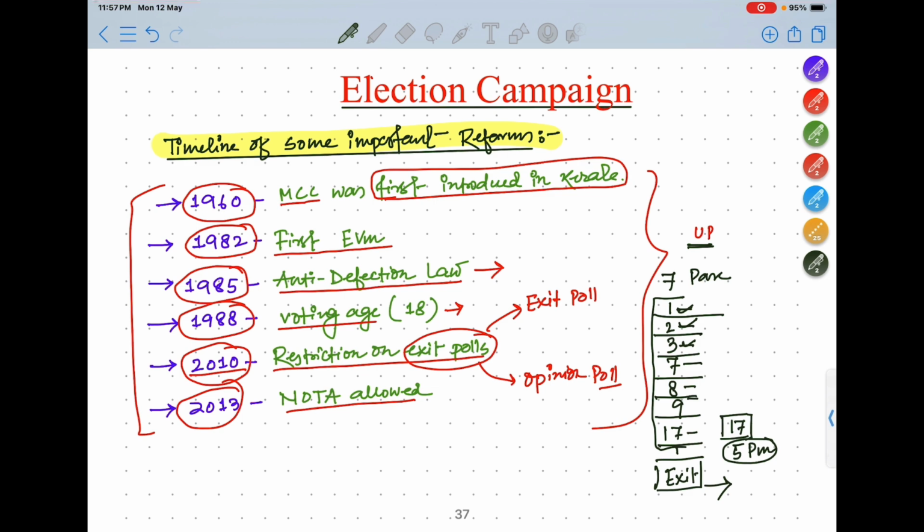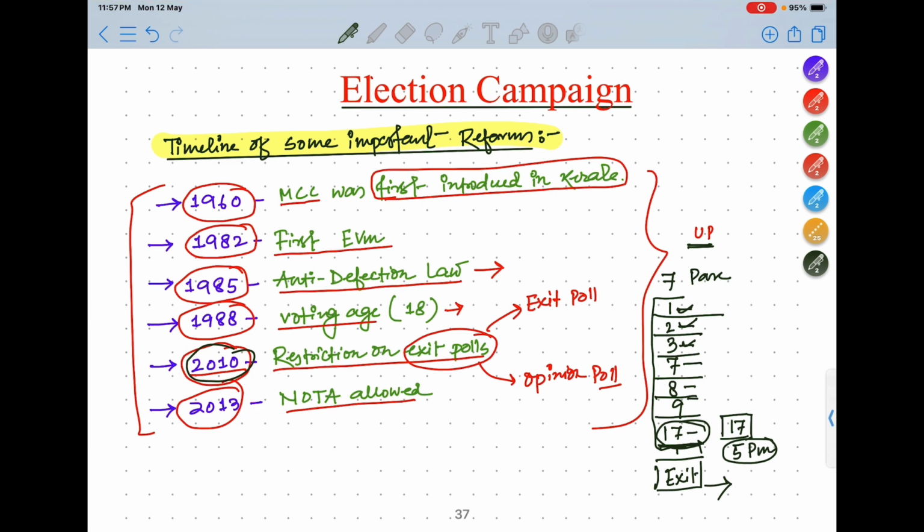Now here, the Election Commission has banned it in 2028. The Election Commission bans exit polls from the time the poll begins till half an hour after the polling ends. So when the polling ends, for half an hour it is banned. So exit poll results cannot be published till the last round of election is over, that is what I explained in 17.